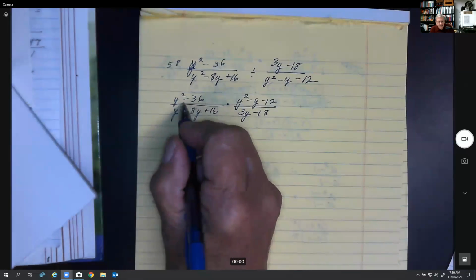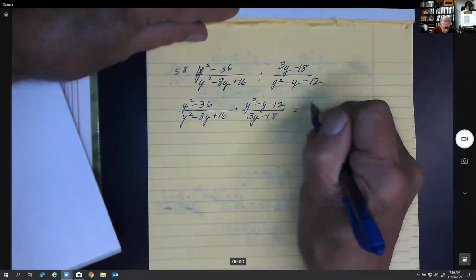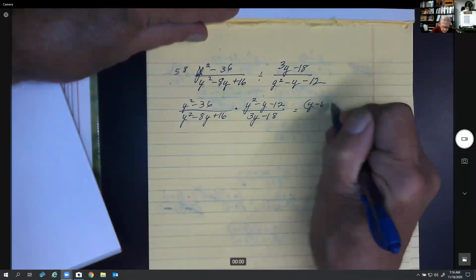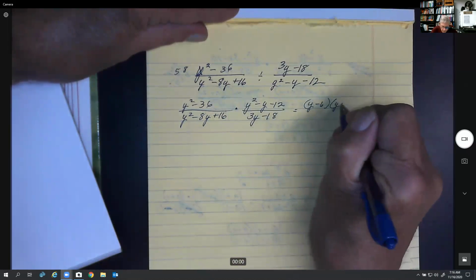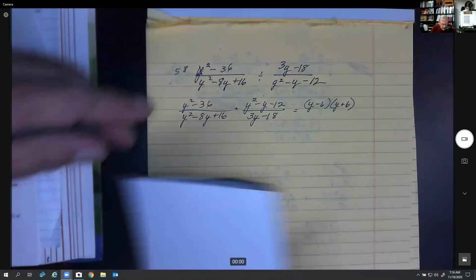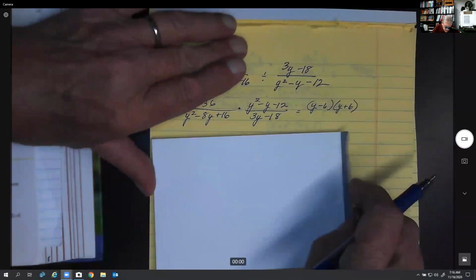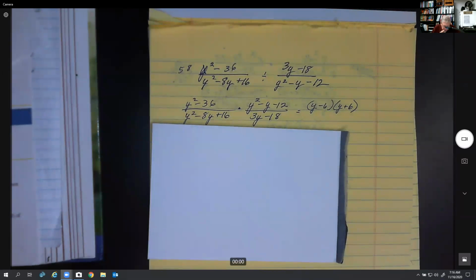You have to recognize this pattern as being difference of squares. Put it over here, y minus 6, y plus 6. You might recognize this as a perfect square trinomial. If not, you just want to use a sheet of scratch paper and try factoring that out.